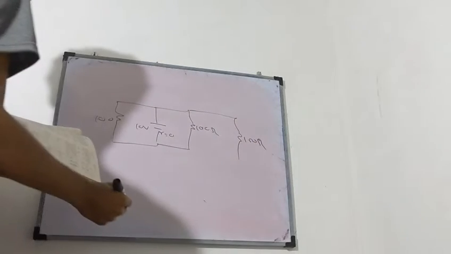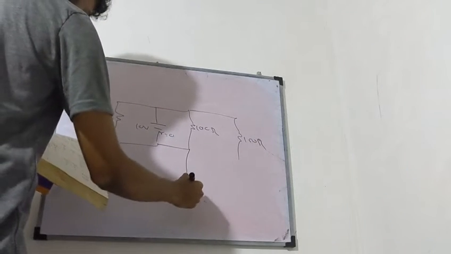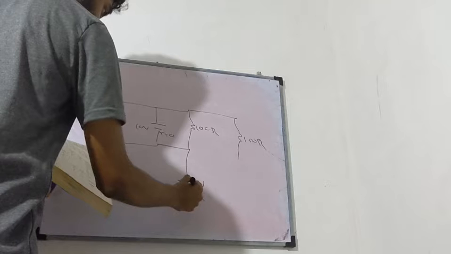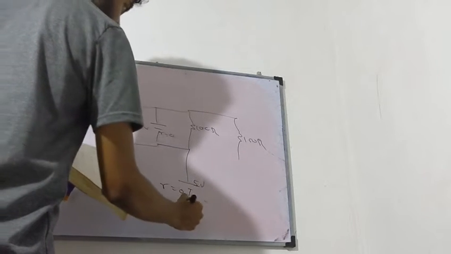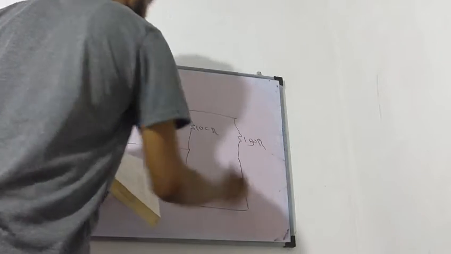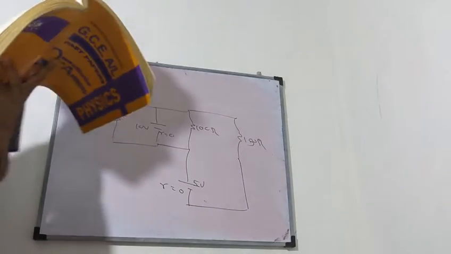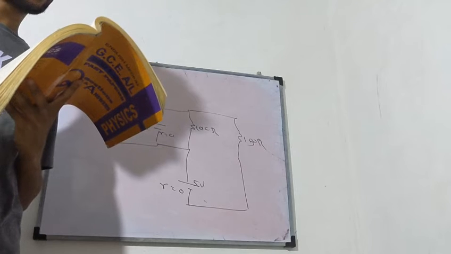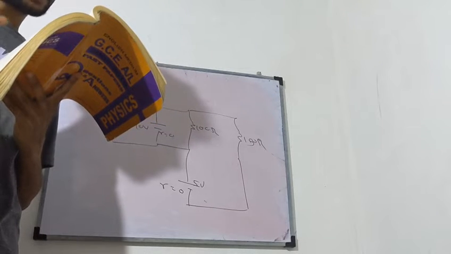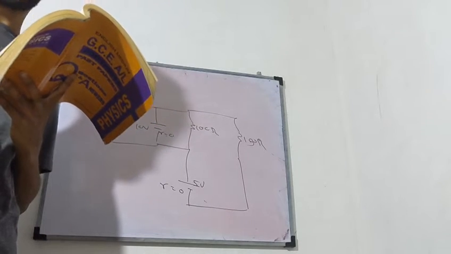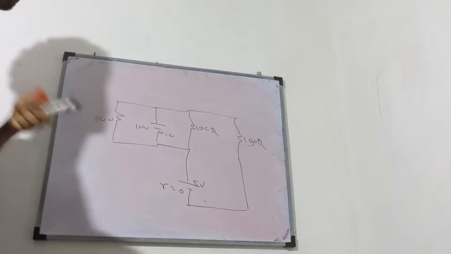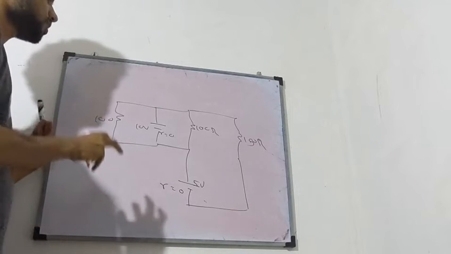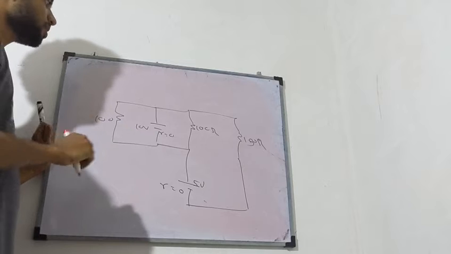Please try these along with me. And then we have here 5 volts. Here R is equal to 0. And here we go. So they're asking this question. In the circuit shown in the diagram, the current through the 150 ohm resistor is. They're asking the current through the 150 ohm resistor. How can you find the current through the 150 ohm resistor?